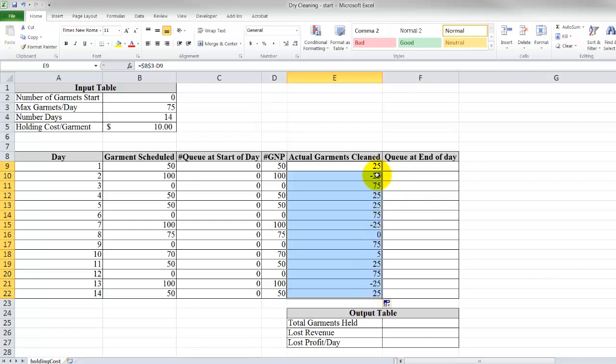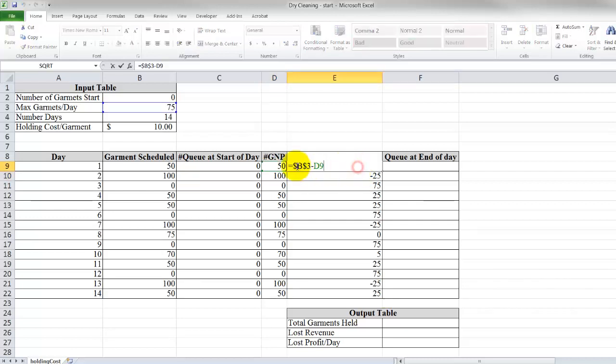And we see several situations where we have a negative sign. For example, row number 2. We can only process 75, but we needed to process 100. So essentially what this is telling me is that if this is less than 0, we're in a situation where we're over our capacity. So we can utilize that information to calculate the actual garments being cleaned.